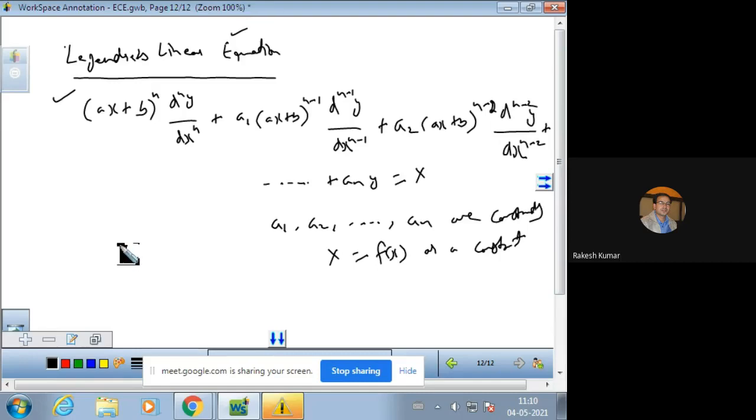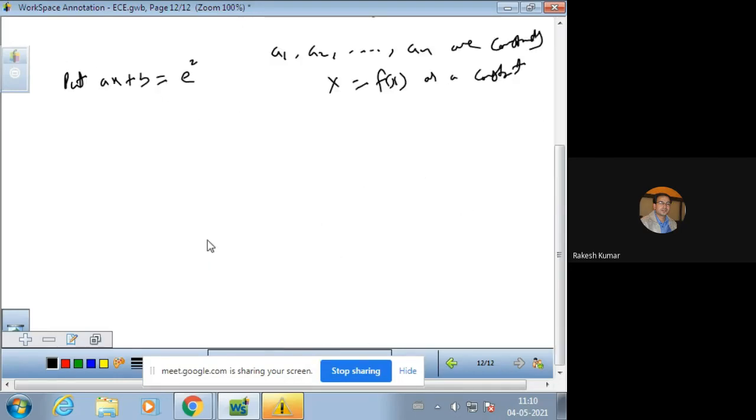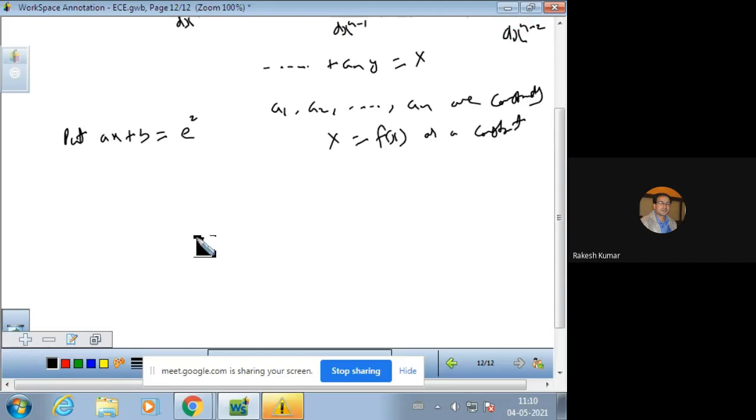Now, as we have discussed in yesterday's class, how to convert a Cauchy's differential equation into the form of another independent variable. On the same pattern, we shall put ax plus b is equal to e raised to power z. We will transform the variable x. X is the independent variable here. We will transform the variable x into another variable z.